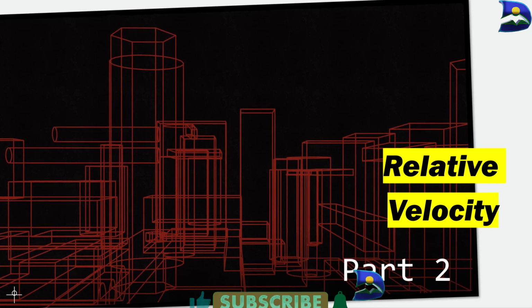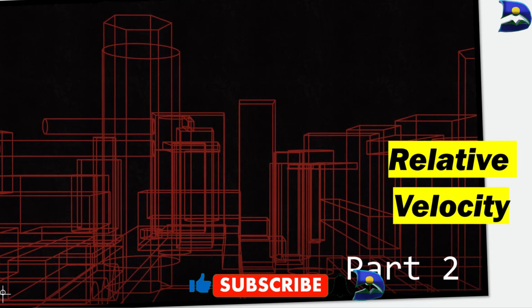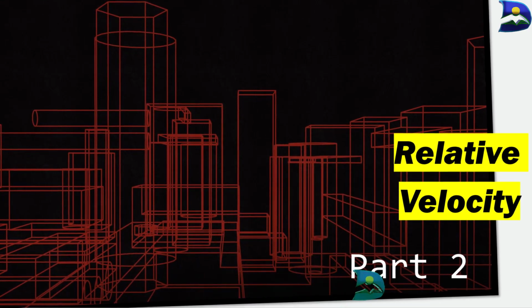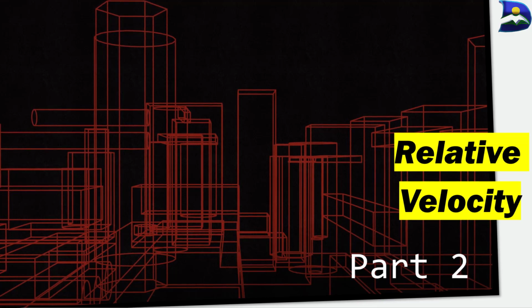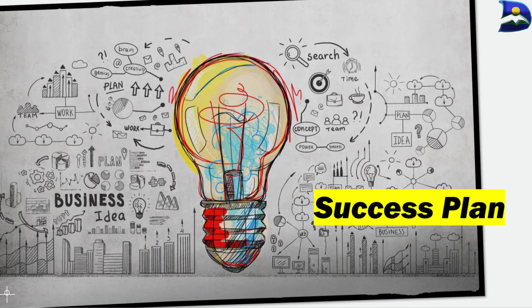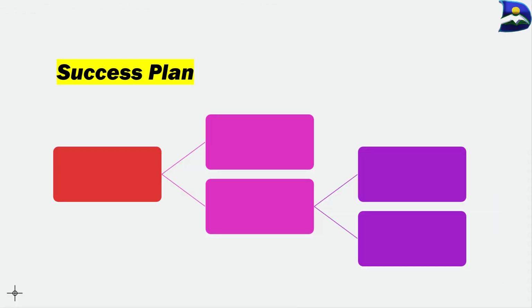Here is part 2 of our relative velocity series. In our previous video we looked at speed and velocity, and now we're going to look at relative velocity not only in terms of the specific magnitude based on our success criteria, but also the direction, and looking at the plan for success.